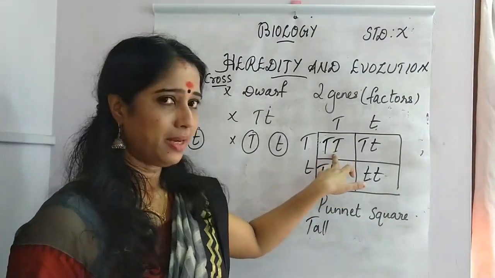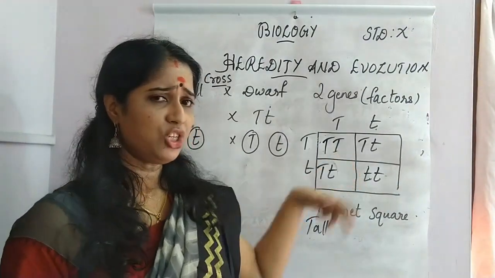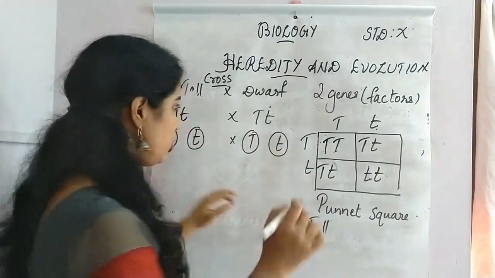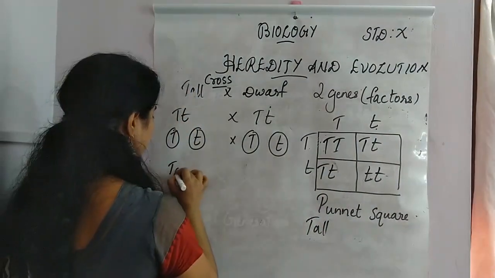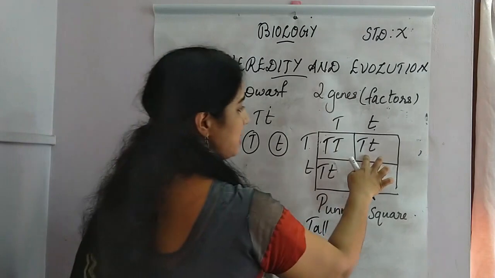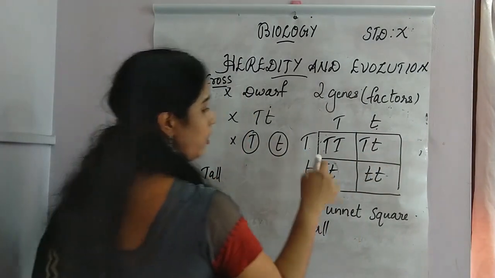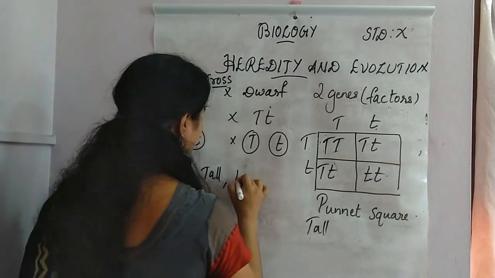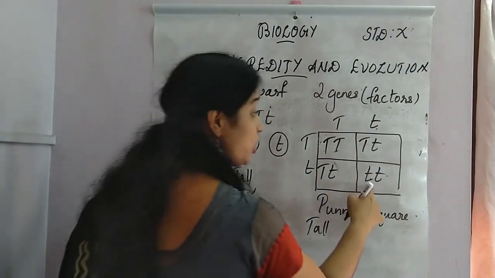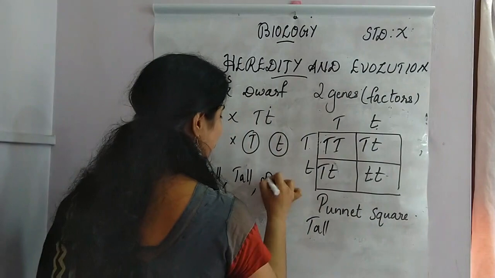See, one capital T, capital T. Can you tell me which type of plant it will be? Yes, tall. What about this? Capital T, small t. Again, tall. What about capital T, small t? Again, tall. What about small t, small t? Dwarf.